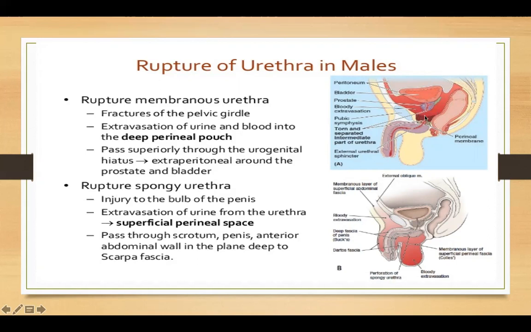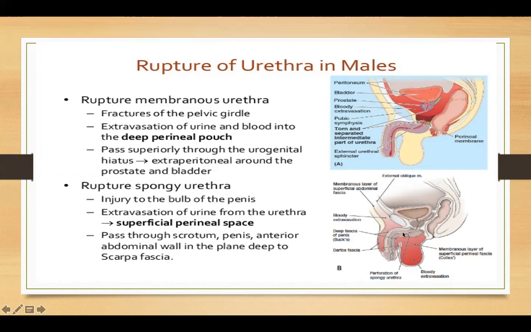When the membranous urethra ruptures, extravasation is in the extraperitoneal space around the prostate and bladder. So this is a picture of rupture of urethra at the membranous part.